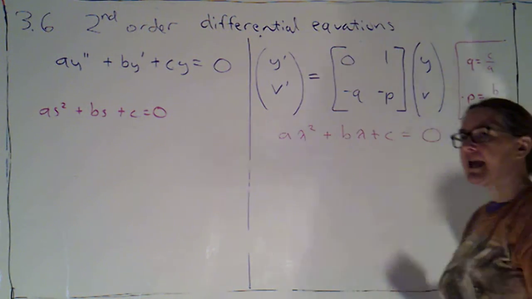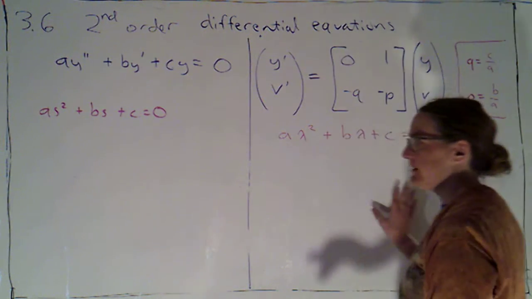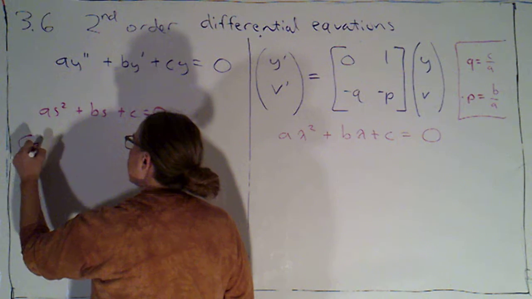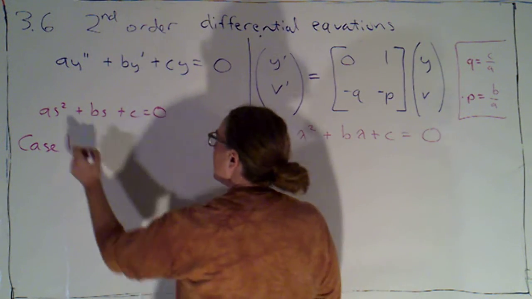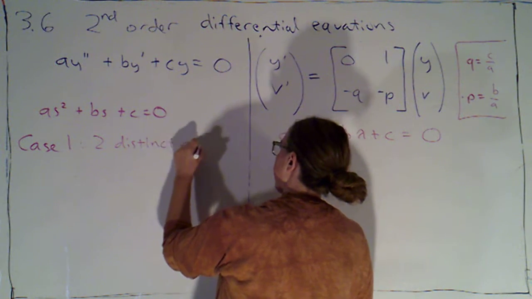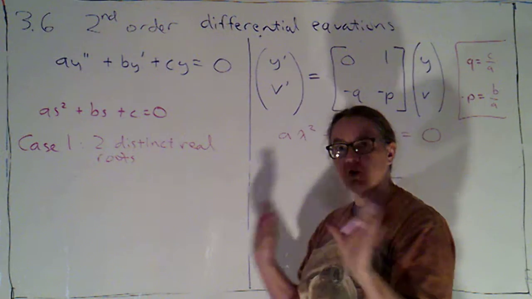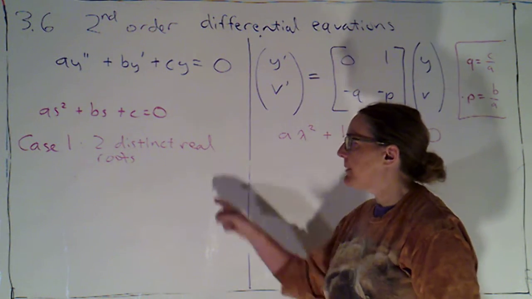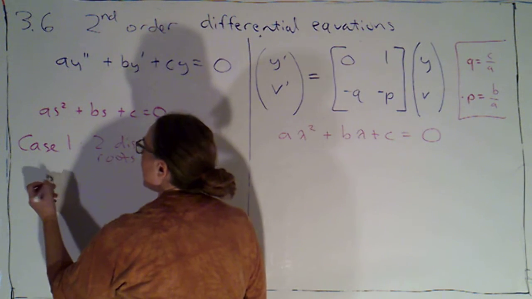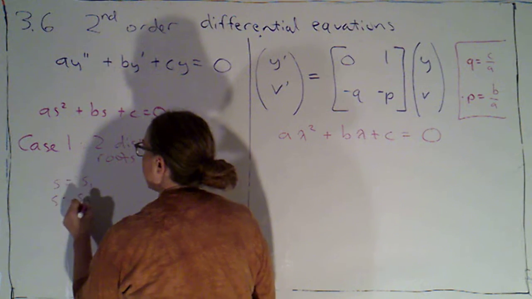Okay, so I want to take a look now at the connection between the solutions that I get here and the solutions that I get here in the different cases. So we're going to take a look at case 1, where I have two distinct real roots. Could be positive, could be negative, could be 0, but there are two different roots that are going to work. So I'm going to say s could equal s1 or s could equal s2.